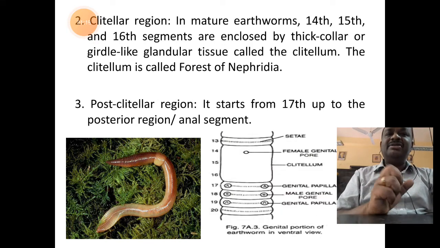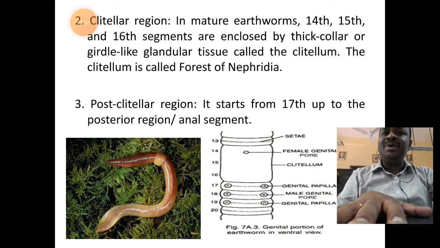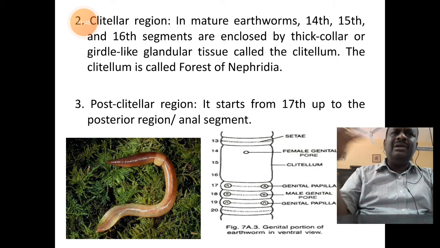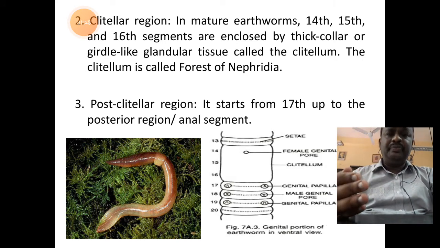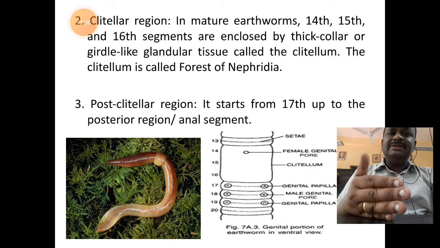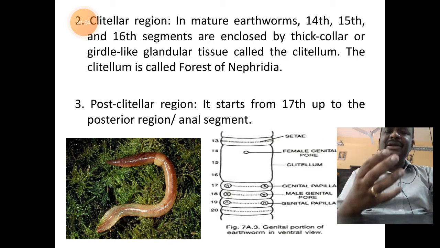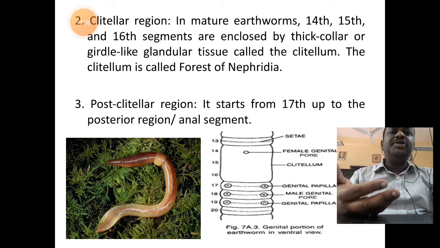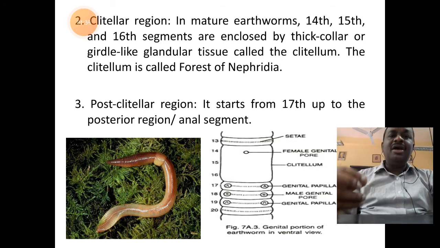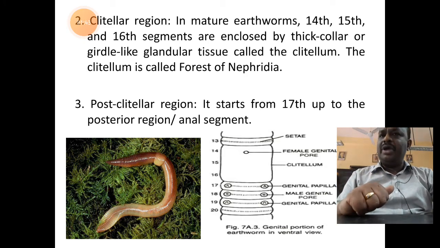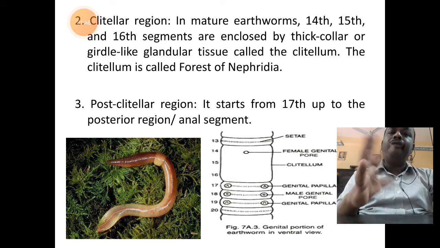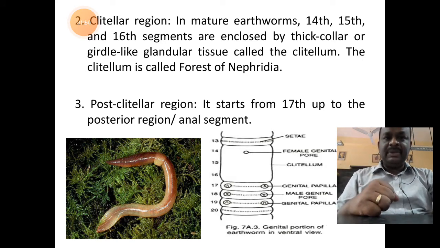Clitellum region, as we have understood, is the glandular region, which is responsible for the formation of cocoon. These segments have high secretory function, because of which more excretory products are produced. To remove those excretory products, a greater number of nephridia are concentrated at this location of clitellum. Hence, the clitellum is commonly called the forest of nephridia.